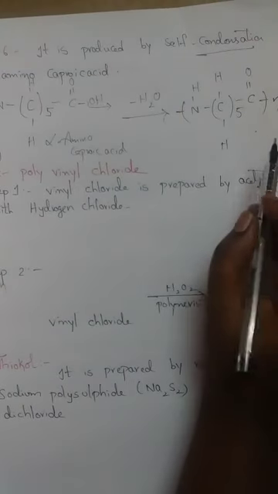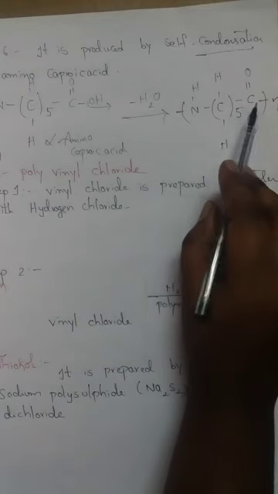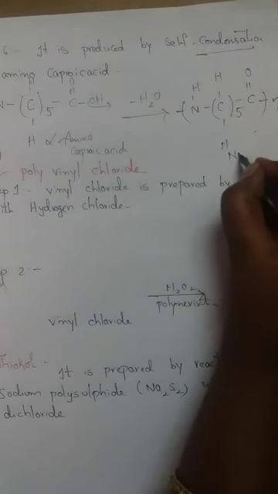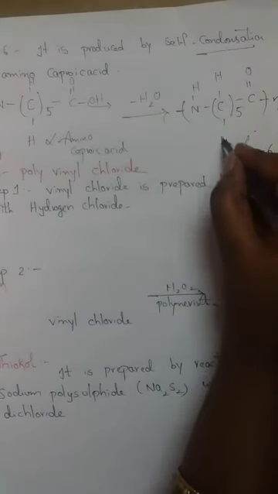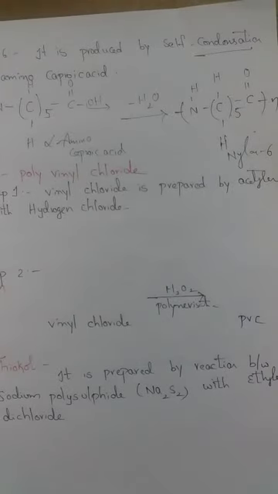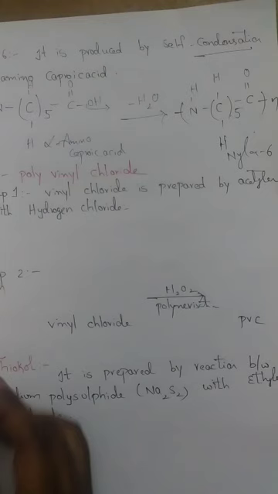How did the name nylon 6 come? Here there are 5 carbons and here is the 6th, that's why it is called nylon 6. Okay, so this is the preparation of nylon 6. And now coming to PVC.